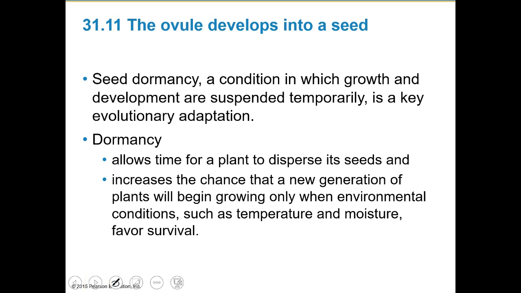Keep it going. So seed dormancy, so good to note, is a condition in which growth and development are suspended temporarily. It's a key evolutionary adaptation. So these guys can just wait. They don't grow, they don't develop, they don't do anything. They just wait. Okay, so this dormancy allows time for a plant to disperse its seeds.